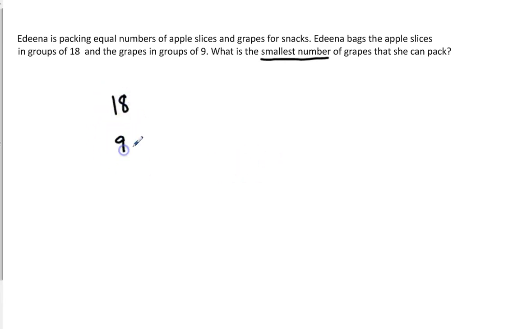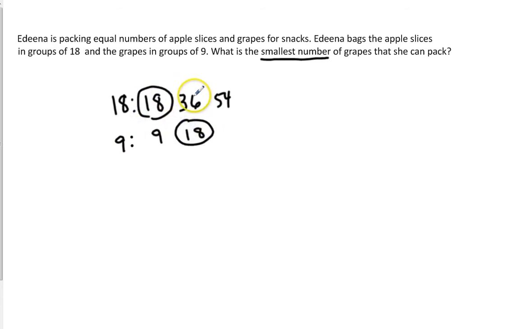I'm going to have 18 and 9, and I'm going to start using their multiples. The first multiple of 18 is 18. The second one is 36. The next one is 54. With 9, my first multiple of 9 is 9. My second multiple of 9 is 18. So here's where they match. So I need one group of apples, and I need 2 groups of grapes.